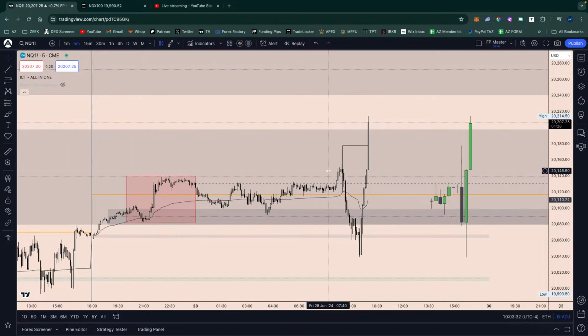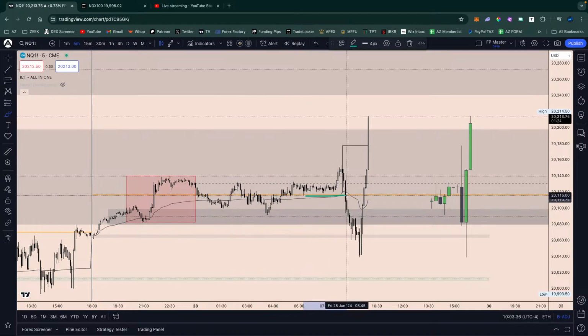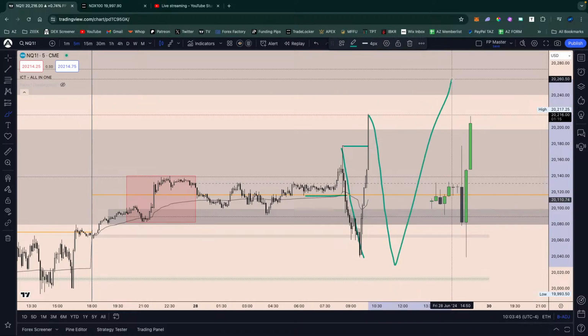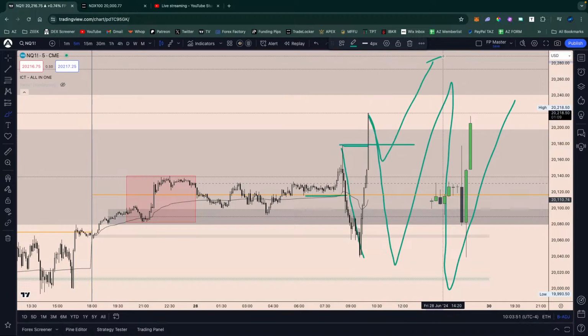Yeah, this would be a unicorn setup in itself. So we have the market structure shift that fails. We have a new market structure shift. We can be pretty sure that this is our manipulation. So unless we chop around like this, longs of the new breaker block would be your continuation long setup. This is the unicorn setup.